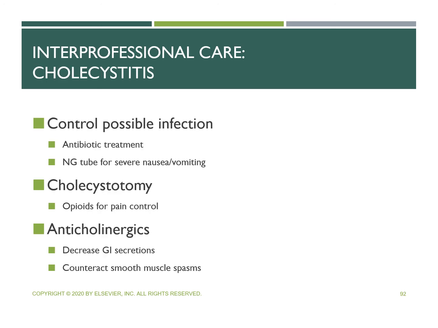You want to control for a possible infection, so sometimes patients are put on antibiotic treatment. Also, you might need an NG tube for severe nausea or vomiting. A cholecystotomy may be used to drain purulent material from an obstructed gallbladder. You would need opioids again for pain control. And then sometimes anticholinergics are used to counteract muscle spasms or to decrease GI secretions.